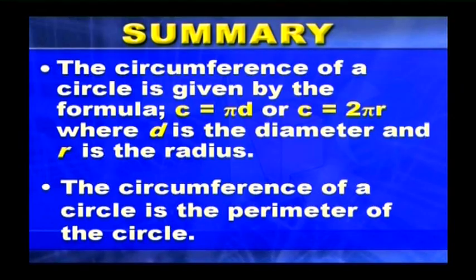So we will now go through our summary points for today. 7Es and receiving students, we have our 2 summary points on the PowerPoint. The circumference of a circle is given by the formula C equals pi d, or C equals 2 pi r, where d is the diameter and r is the radius. Quickly copy that first summary point down. You should be very fast.